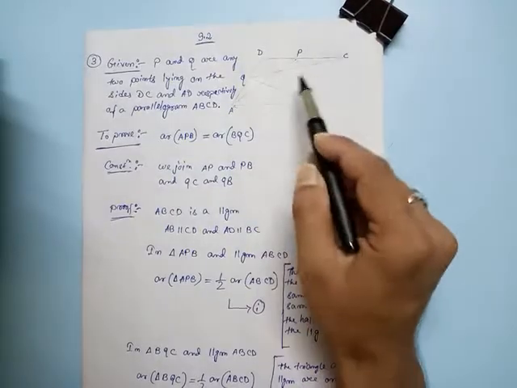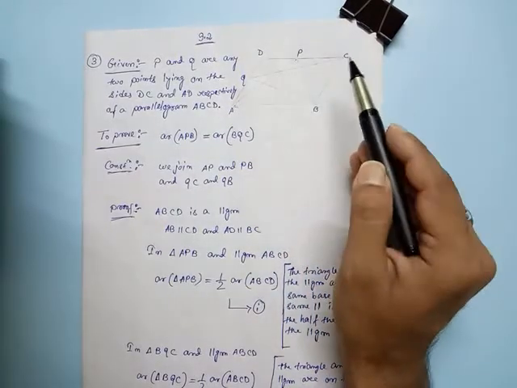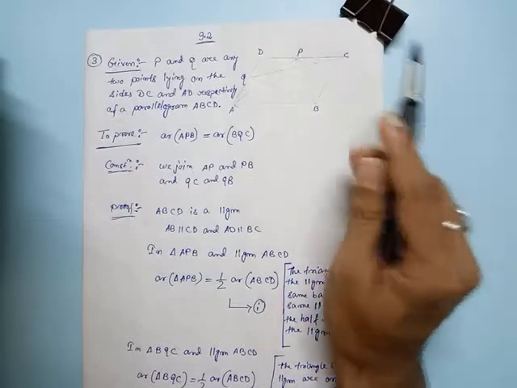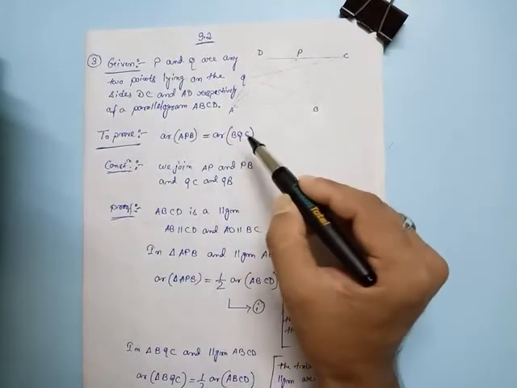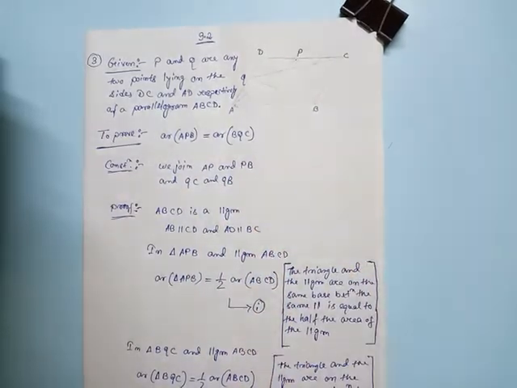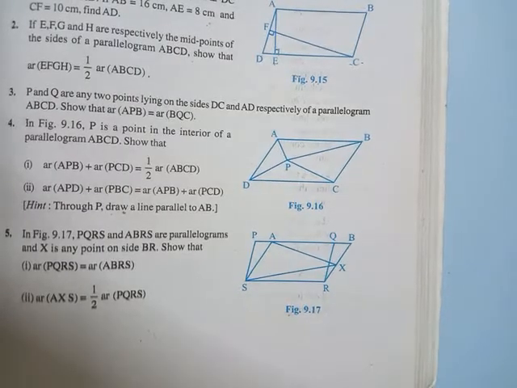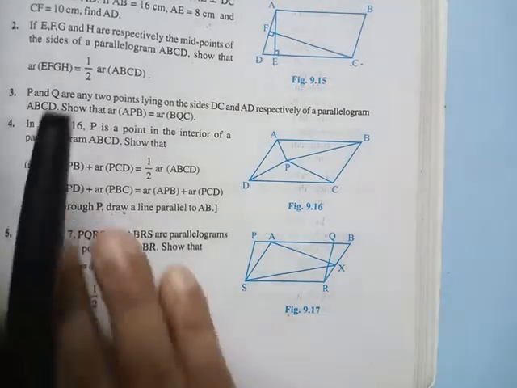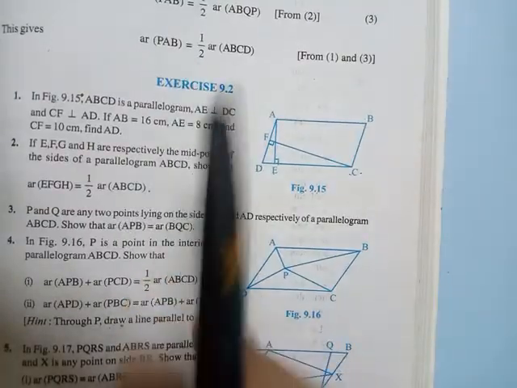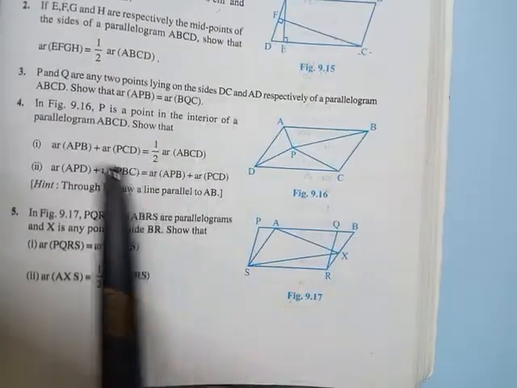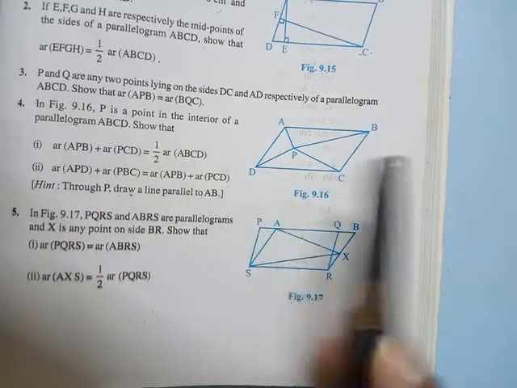Now student, look once, area triangle APB equal area triangle BQC. This is our proof in these questions. So already we have proved this one. Now student, we are going to solve question number 4, exercise 9.2, figure 9.16.